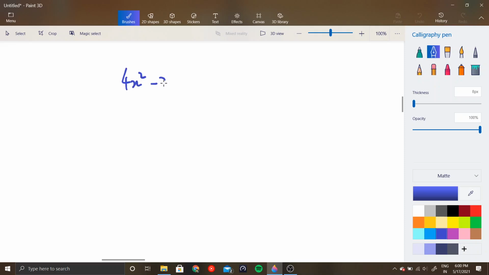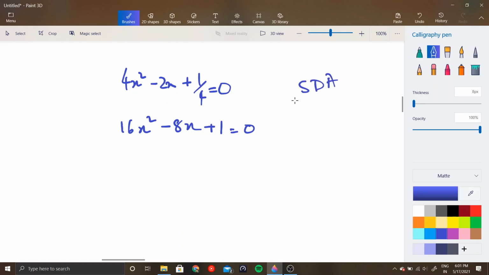So 4x square minus 2x plus 1 by 4 equal to 0. What we'll do is we will just bring it into ax square plus bx plus c form. Okay. This is 16x square minus 8x plus 1 equal to 0. Right? Okay. Now here you can use the factorization method, or you can use Sridhar Acharya. So we already know how to solve a sum using Sridhar Acharya. Now we will look at the factorization method.